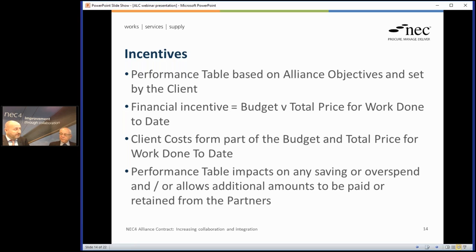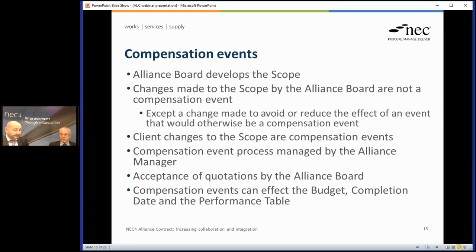That's okay then. So how do you deal with the change then? Because things do happen, you do get changes from time to time. So we do have compensation events under this contract, and we have a similar process to other NEC contracts in how this is dealt with. What we do have though is a much greater reduction in the number of compensation events.